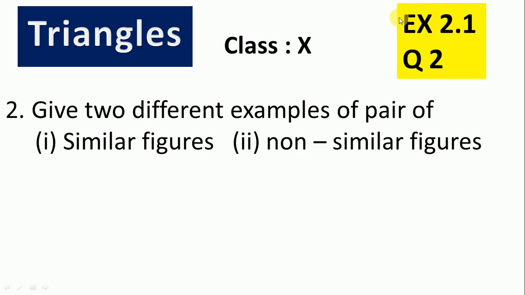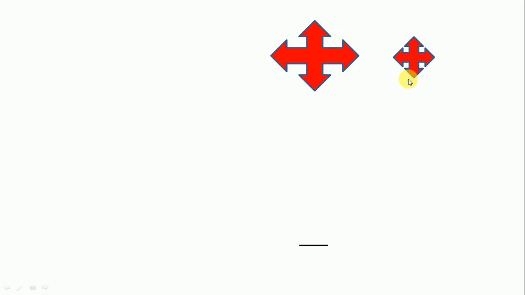upper right corner here. For writing similar figures examples, we just recall the similar figures concept, then we write examples. So let's go to similar figures. See these two figures. First we have to see the shape of the figure. The shape of the figure is same, but the size of the figure is different. So this type of figures we call similar figures.